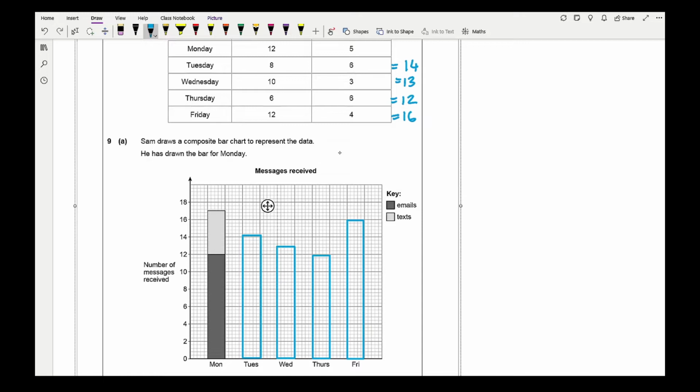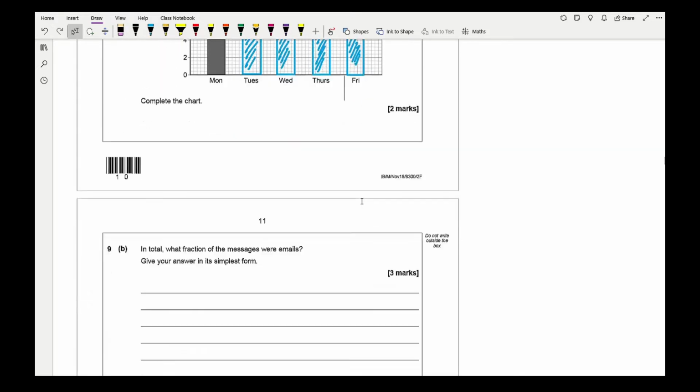So for the first one, I'm going up to 8. So I'm just going to draw a line at 8. The next one is at 10. Next one is at 6. And next one is at 12. And there we go. Now if you want to shade it in, that's entirely up to you, but generally speaking, that should be absolutely fine. And there we go. Now don't worry if you've got a light grey, you don't feel the need to colour it exactly how it is. As long as you split the bars, you're going to be absolutely fine.